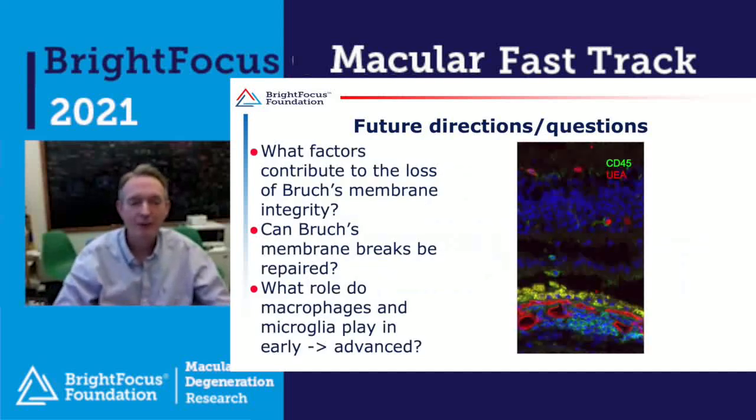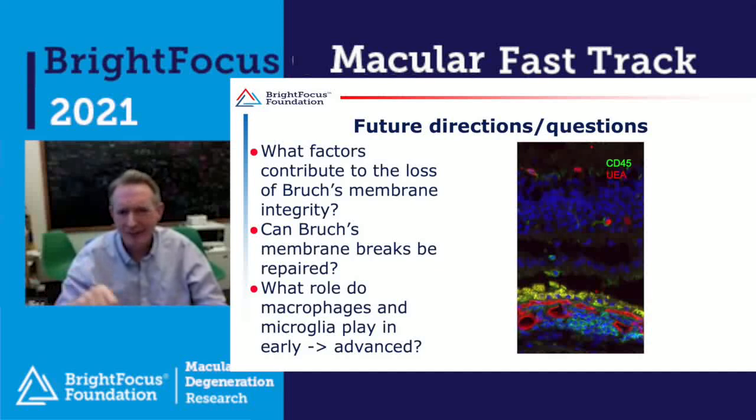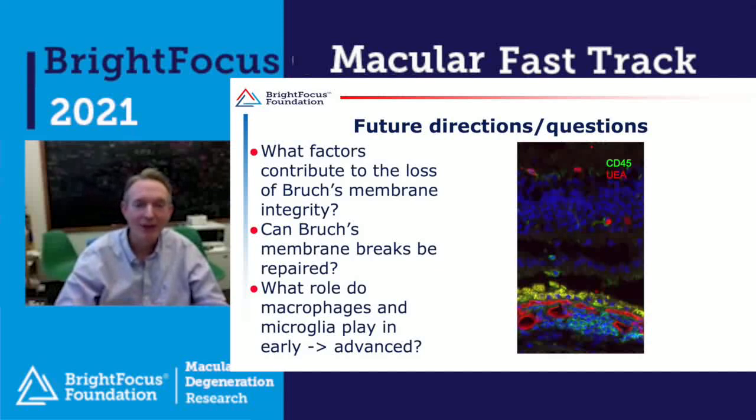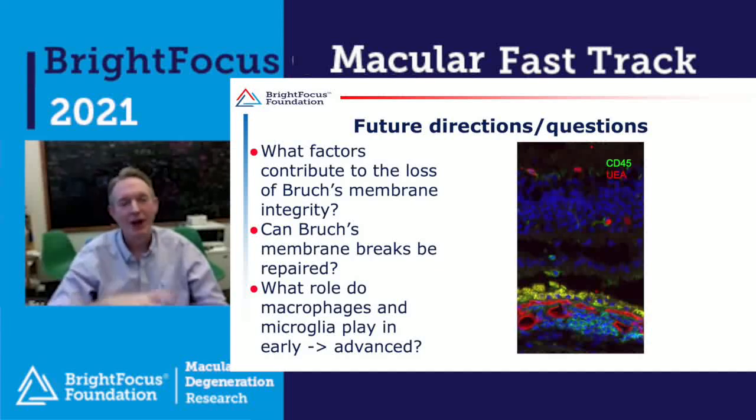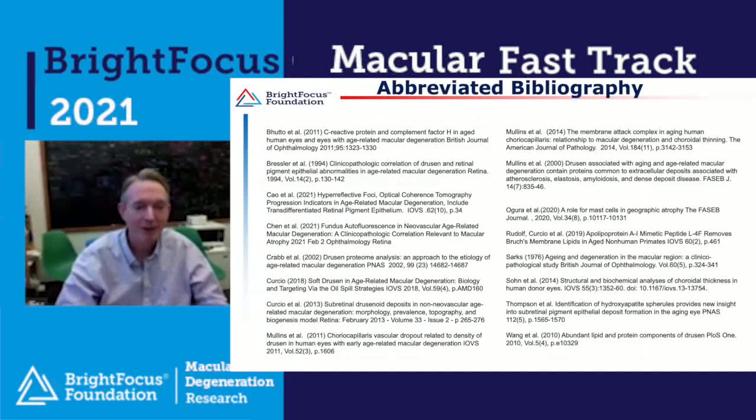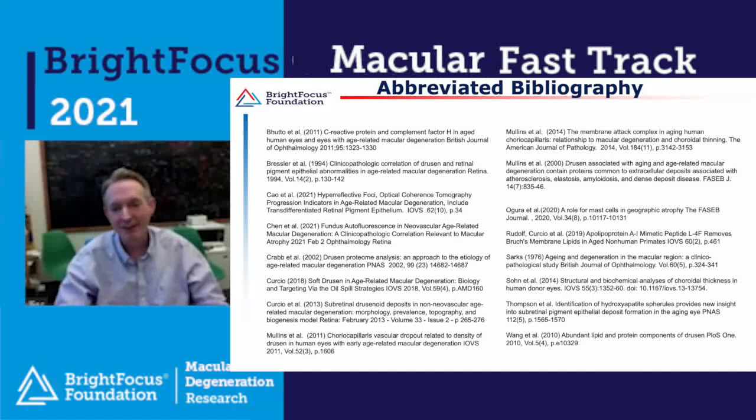What are some factors that contribute to loss of Bruch's membrane integrity? Why does it get brittle and crack in aging? It's not only in AMD that Bruch's membrane cracks lead to new blood vessels that are pathological, but we'll hear about animal models where this happens in the next talk. It happens in pseudoxanthoma elasticum. It happens in pathologic myopia in some cases. So it's not just AMD specific that a bad Bruch's membrane can give you neovascularization. Can you repair Bruch's membrane breaks? And as we'll hear about later in today's talks, what role do macrophages and microglia play in this transition?